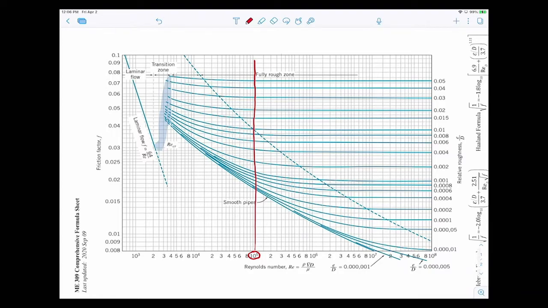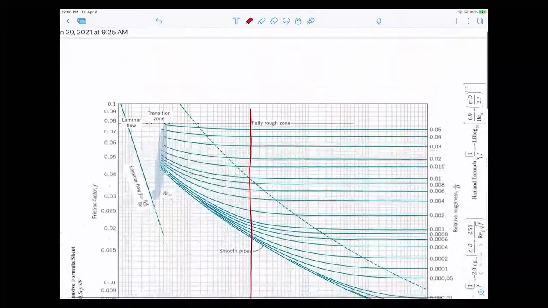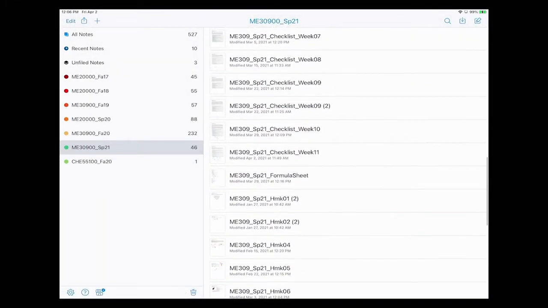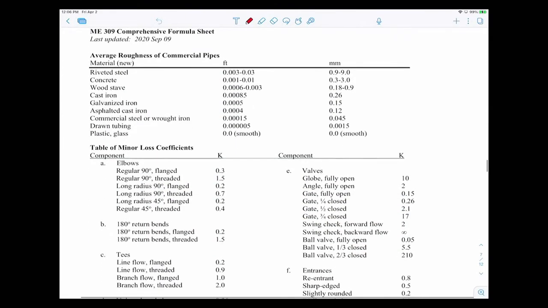We're told that it's cast iron pipe, so what do I do with that information? That's how it's calculated. Yeah, so let me go to a different plot. If you go to your formula sheet, for example, you'll see a table in there that says the average roughness for commercial pipes. So we'll go, okay, cast iron. Come over here, 0.26 millimeters is the roughness we'll use.